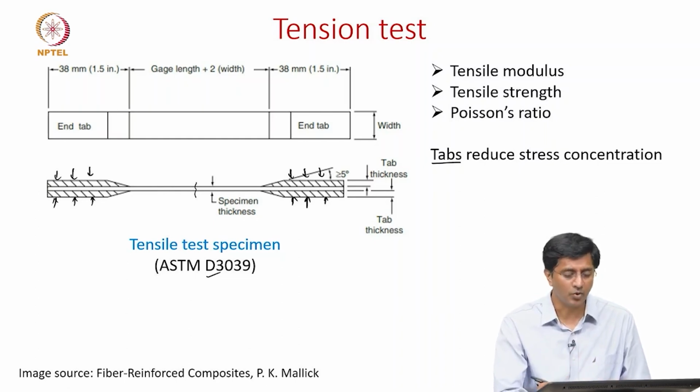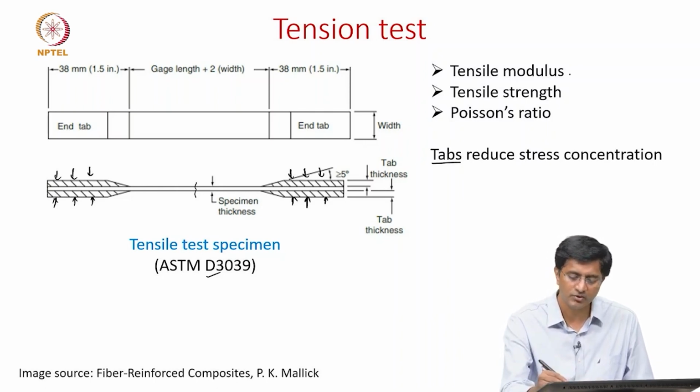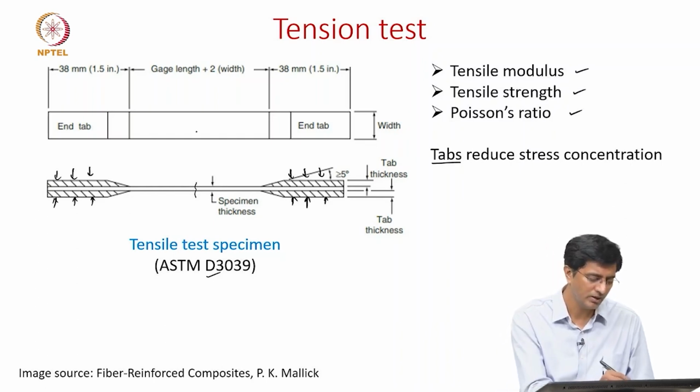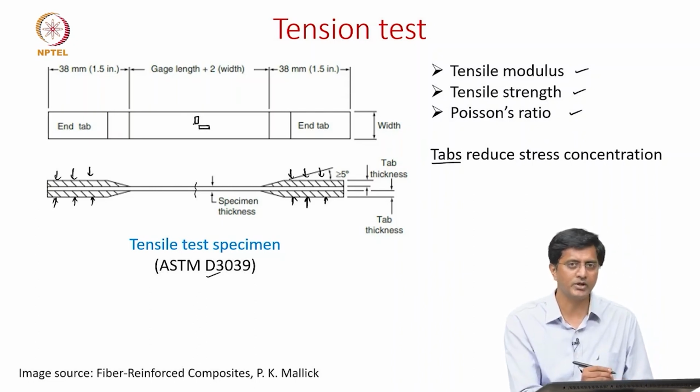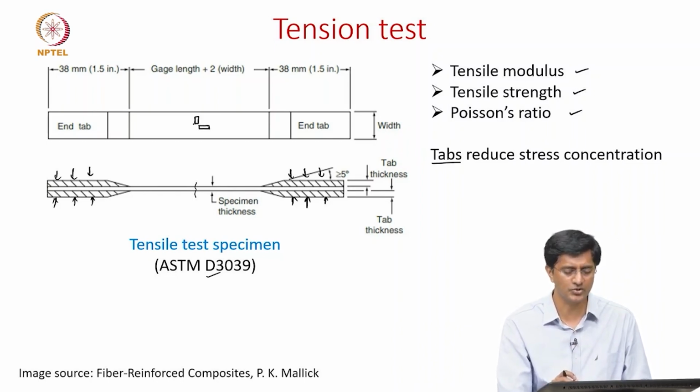So what kind of properties can one get from this test? We can get the tensile modulus and the tensile strength. We can also get the Poisson ratio. How do we do this? By placing strain gauges, both along the loading direction and in the perpendicular direction. So we have this epsilon 1 and epsilon 2. From that, we should be able to find the Poisson ratio.